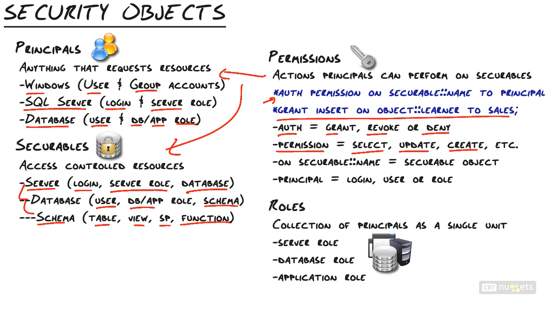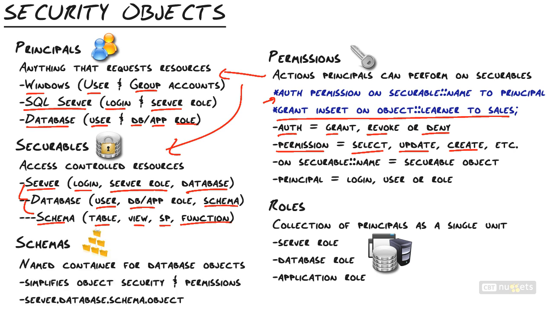Another important security object here is roles. Roles just allow us to group principals together, because if you have thousands of users, you're not going to want to manage those users at the individual level. You're going to want to group them together by department or job function responsibility, so it'll make security that much easier.